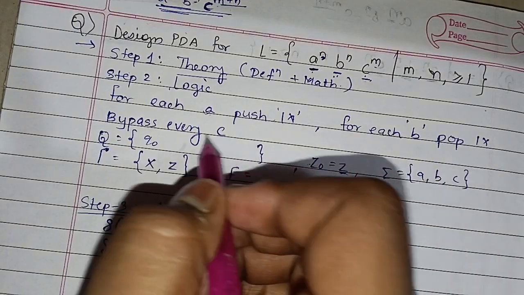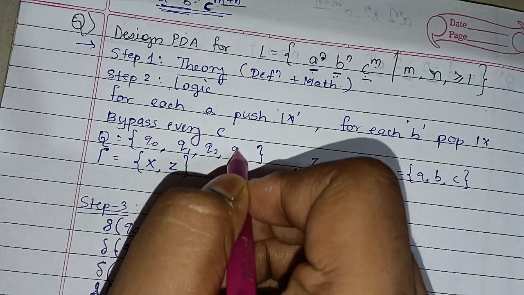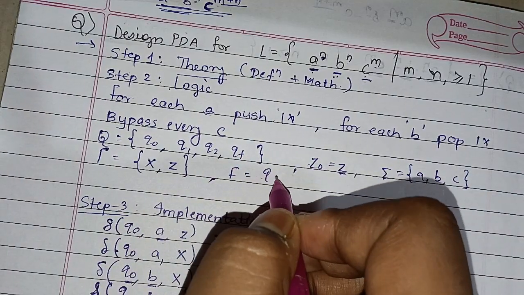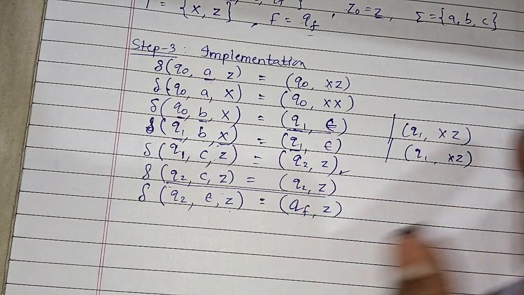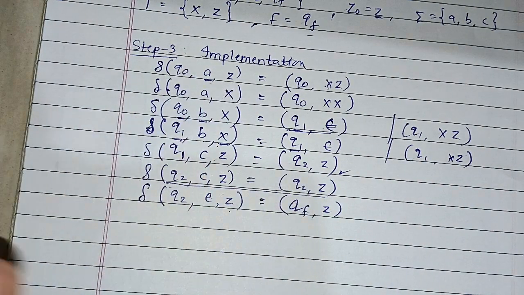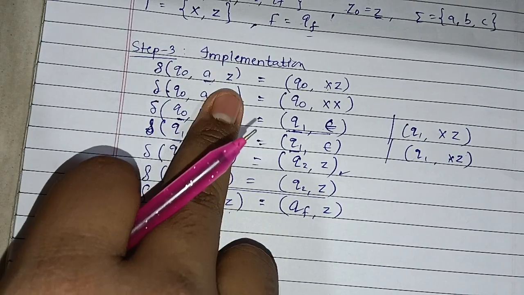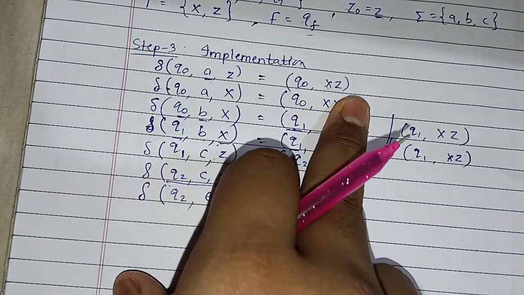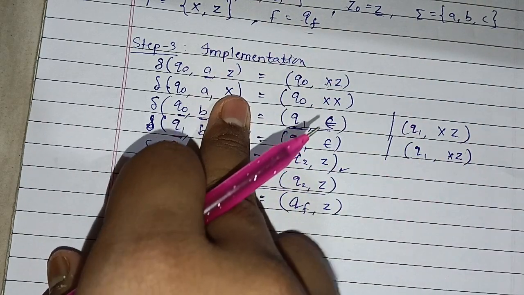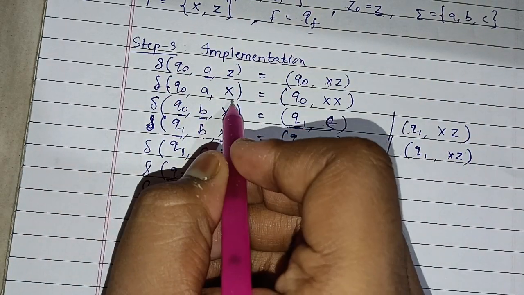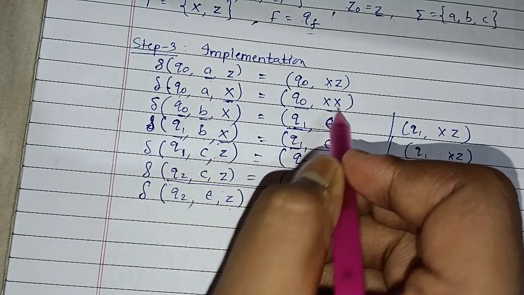So I will write this here: q0, q1, q2, qf, and the final state is qf. I am explaining this once again. When the first element comes, the stack top will be Z only. So if q0 receives a and the stack top is Z, push 1x. Now see, if we have pushed 1x, then for the second a the stack top will be x. When the second a comes, it will see the stack top is x. So for this, q0 a x gives q0 x x.